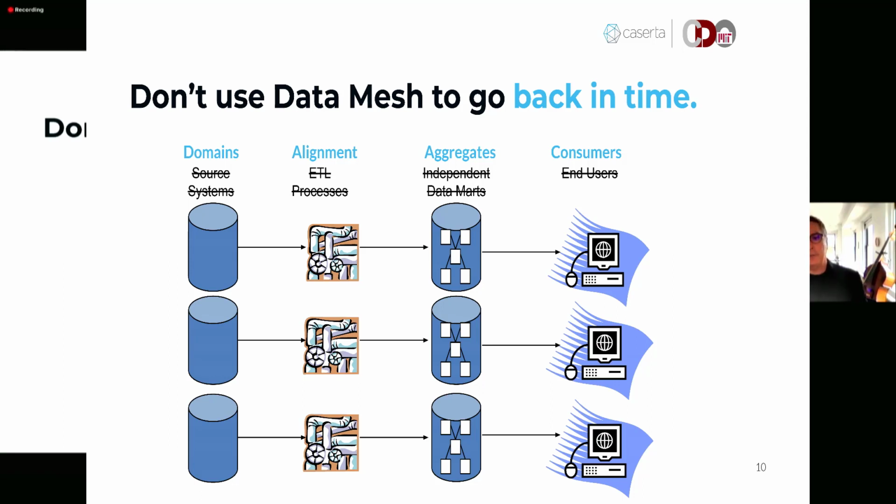When I hear people talk about data mesh, it's starting to sound like all they're doing is changing the words and the labels of these things, calling the sources domains, calling the ETL processes data alignment, calling the different data marts aggregates, and calling the end users consumers. This is not what Zhamak is intending. I just want to be clear. Everything that I've seen and read about her message is not this, right? This will bring us back to where we were 30 years ago. This is not a data mesh.